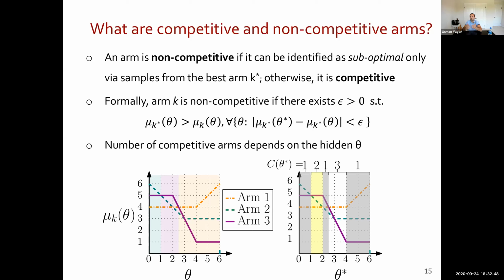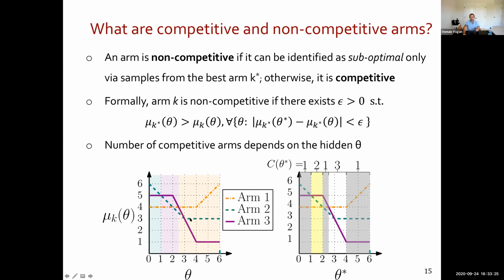Otherwise, if you cannot achieve that, that arm will be deemed to be competitive. What is probably important to note here is that the number of competitive arms, or the set of competitive arms, is not known a priori because they are both functions of the hidden parameter theta. So the algorithm doesn't start with this knowledge, but as it progresses, it manages to eliminate, or stop pulling, any arm that fits into this category of being non-competitive.